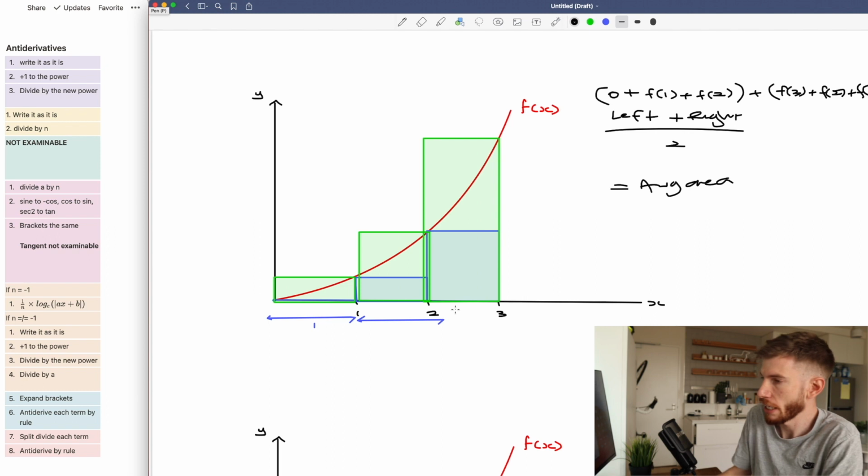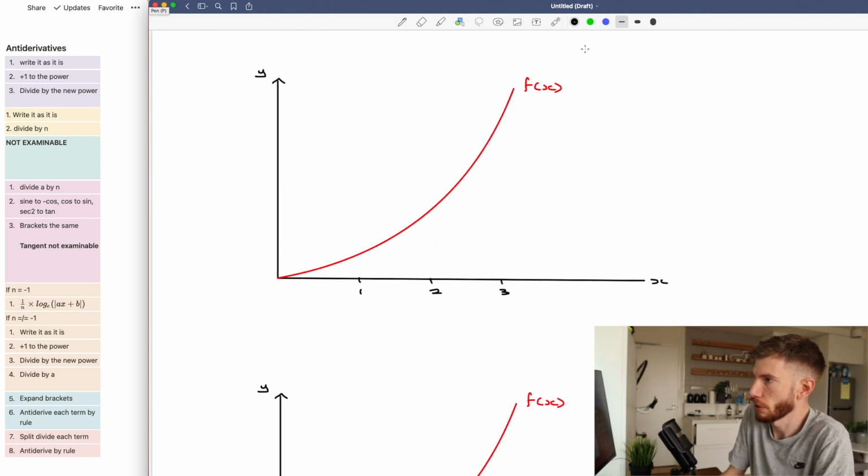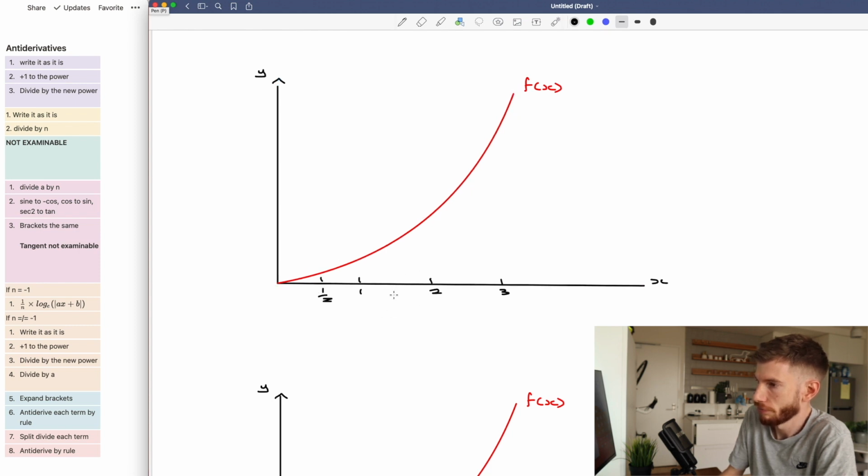But what if instead we made the widths a little bit smaller? We do the exact same thing, but we take a smaller interval now. If I chop that, for example, into halves, so a half, 1.5, so 3 on 2, and then 2.5, or 5 on 2. This is not cooperating with me, not too sure why.